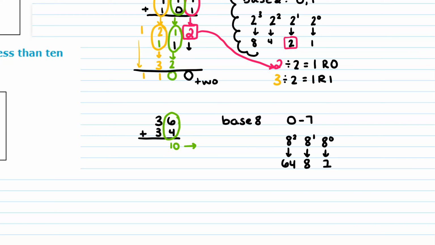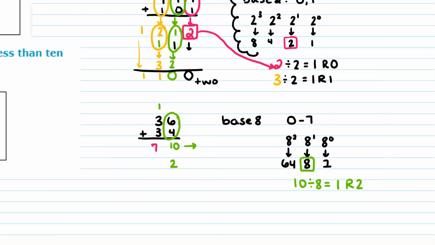So I have to divide by 8. So 10 divided by 8 equals 1 with a remainder of 2. So I'll put a 2 here, and I'm going to carry the 1. Let's try again. So I've got 1 plus 3 plus 3, that's 7.